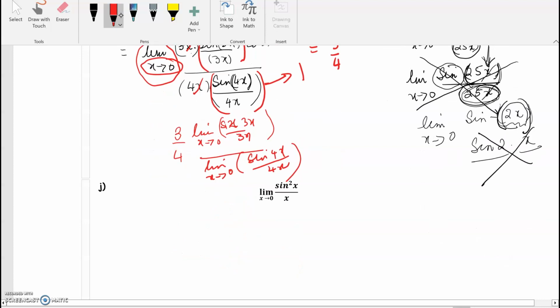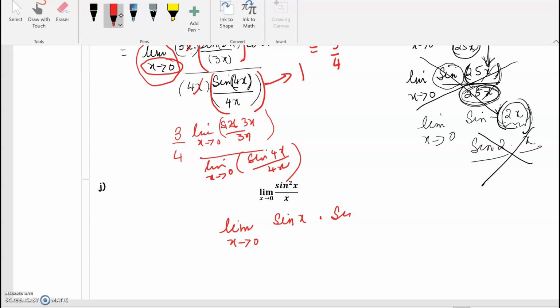Now real quick, this is an easier one, but let me just show you how this is done. Limit as x approaches 0. Sine squared x is just another way of writing sine x times sine x. But remember, we have only one x in the denominator. If it were an x squared, we would write it as x times x, and each one of the sines would get an x. But here, unfortunately, we just have one x, and the other sine just gets a 1.